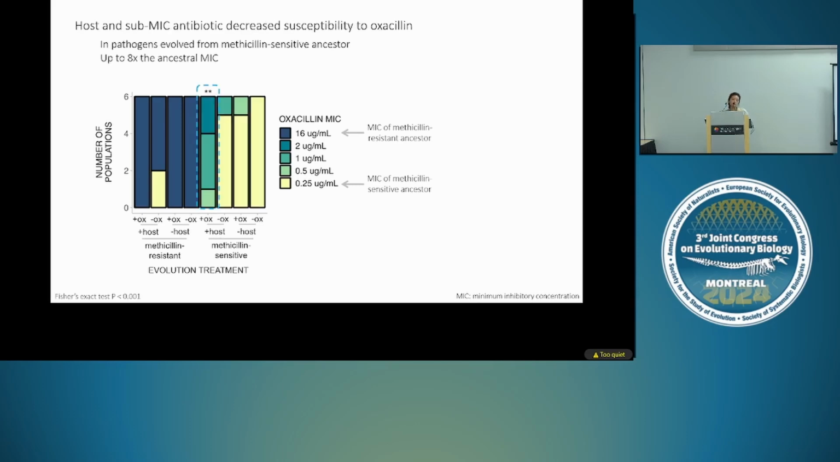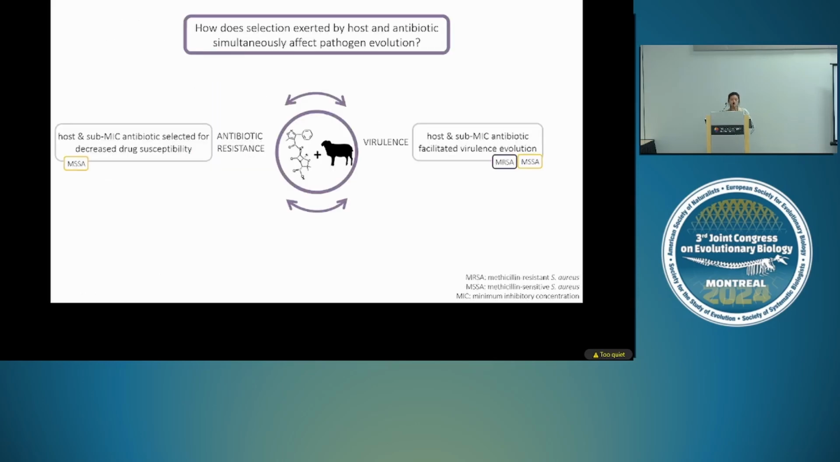But I think what's more interesting is the methicillin-sensitive group, where populations that evolved under both selective pressures had greater MICs than the ancestral MIC, up to 8 times the concentration that would have killed the ancestor. So here we see that exposure to both selective pressures actually decreased drug susceptibility.